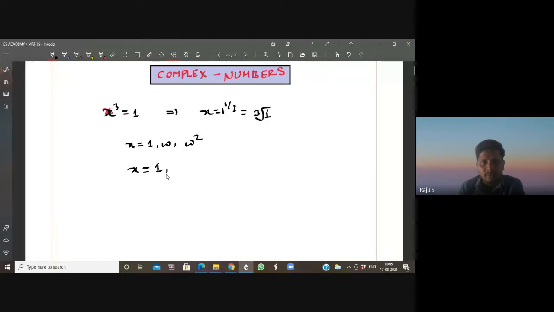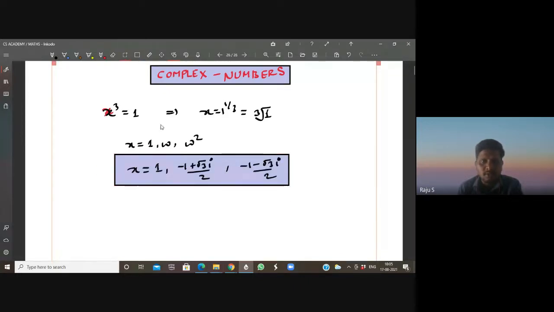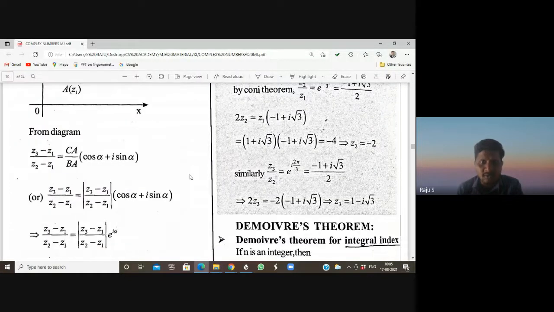Omega is nothing but -1 plus root 3 iota by 2, and omega square value is -1 minus root 3 iota by 2. So everyone must remember these three roots. These three roots are called cube roots of unity, right? These are the roots for x cube is equal to 1. Fine. Based on this, a few questions are there here.